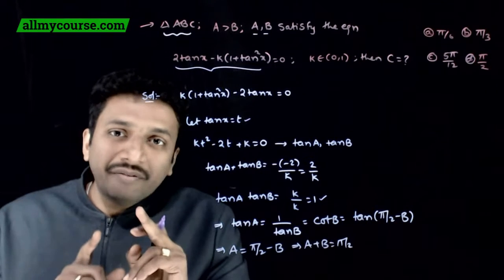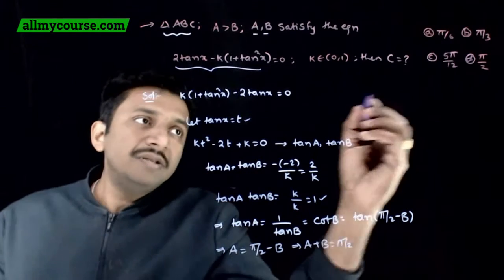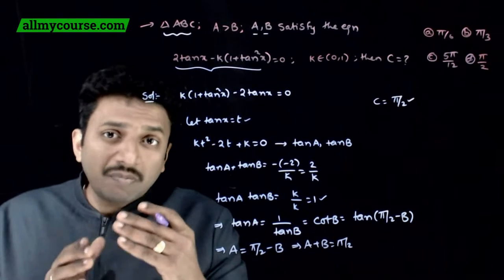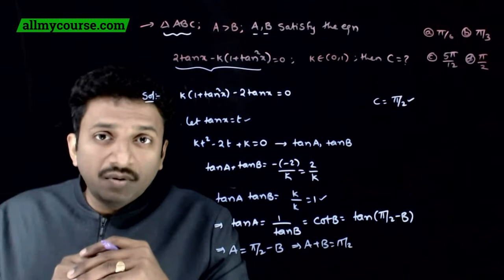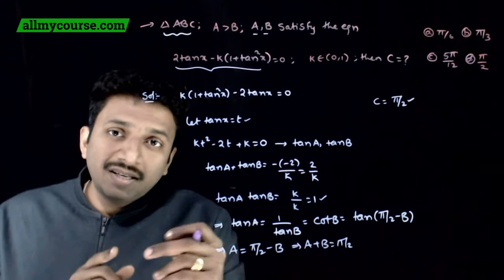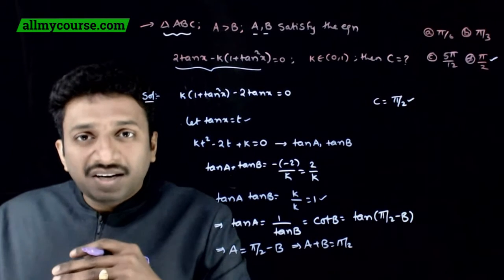That means the sum of angles A and B is 90 degrees and ABC forms a triangle. So angle C obviously has to be equal to 90 degrees because the sum of angles of a triangle has to be equal to 180 degrees. So the sum of first two angles is 90 degrees, so the third angle has to be equal to 90 degrees. Option D is the right answer.